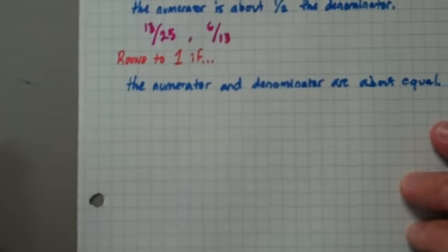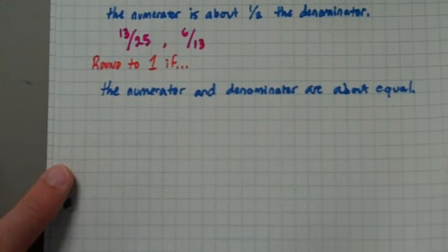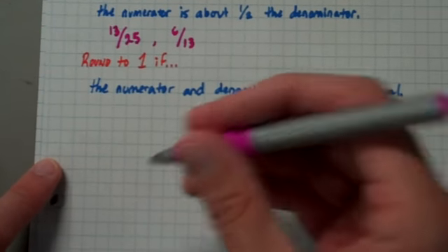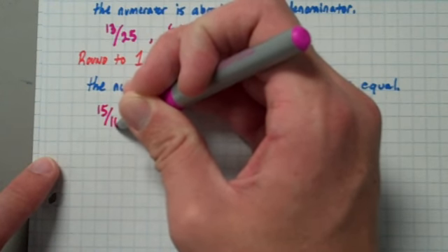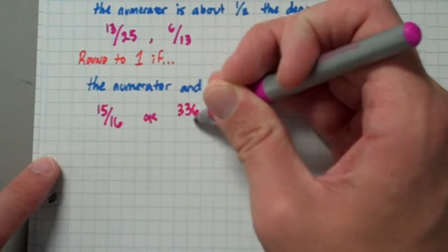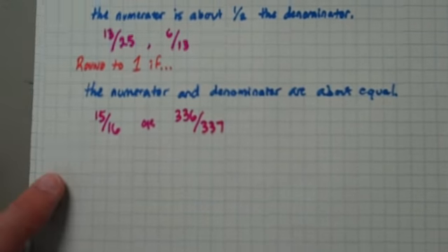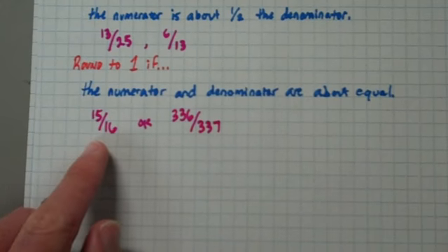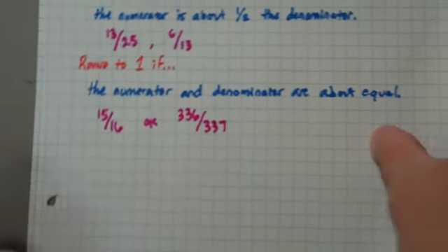And we want to round to a whole, or a 1, if the numerator and the denominator are about equal. They're about the same thing. So a good example would be 15/16, or maybe something like 336 out of 337. Whoa, big fraction, but if you notice the numerator and denominator, they're pretty much almost the same. So we'd round those to 1 because it's almost a whole.